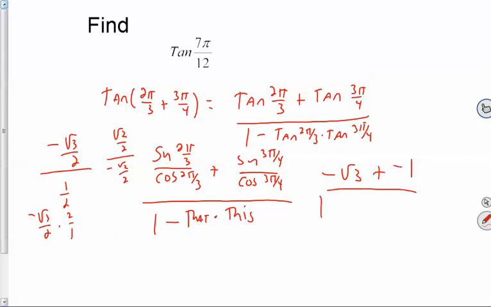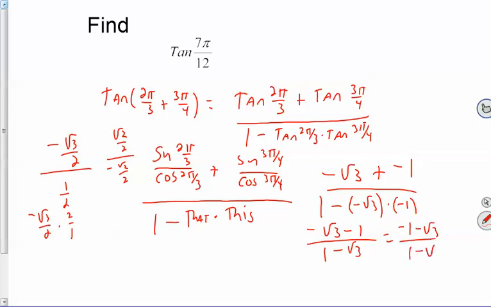over 1 minus negative radical 3 times negative 1. So this would be negative radical 3 minus 1 over 1 minus radical 3. So if I rewrite this, this is actually negative 1 minus radical 3 all over 1 minus radical 3. Doesn't look very good, but that's where we're at.